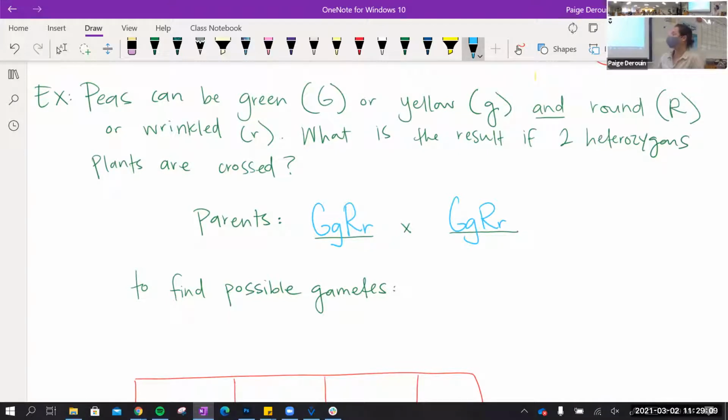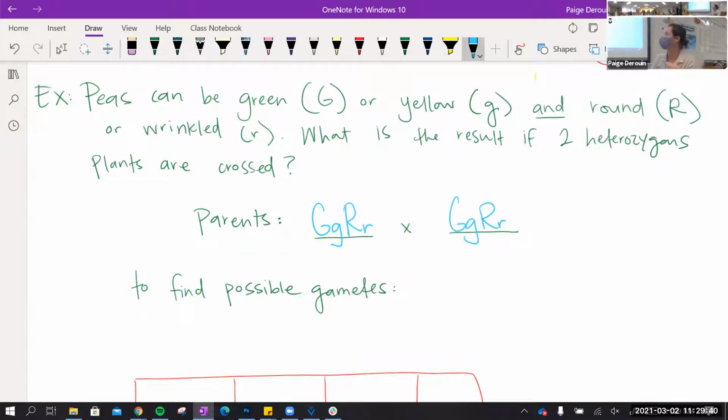When you write these, always keep your letters together. Keep your G's with your G's and your R's with your R's. Otherwise, you'll get all twisted up and confused. Also, always write your capital letters first, like I've told you before, and always keep them the same. I decided that I was going to write G's first, so I'm always going to write G's first. You can write R's first if you want, but you need to keep it the same the whole time or you'll get confused.